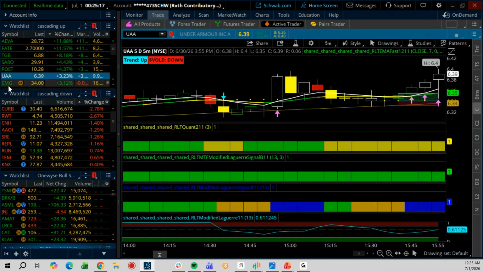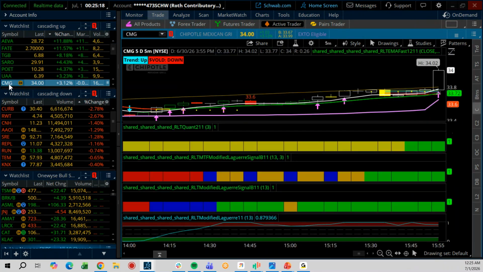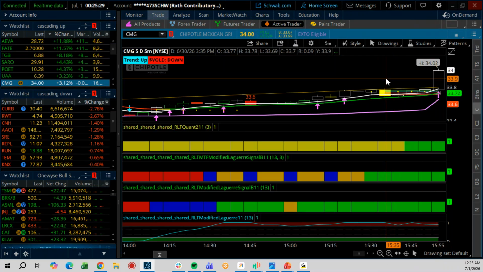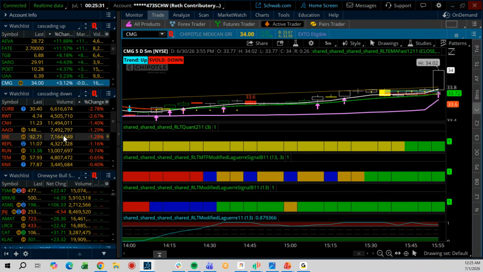UAA, same thing. CMG, nice move in CMG. Again, pretty nice big candle here. You've got to be careful about chasing these big candles. Typically, I'd be waiting because this is probably too far extended. But I have to look at the next day and see.